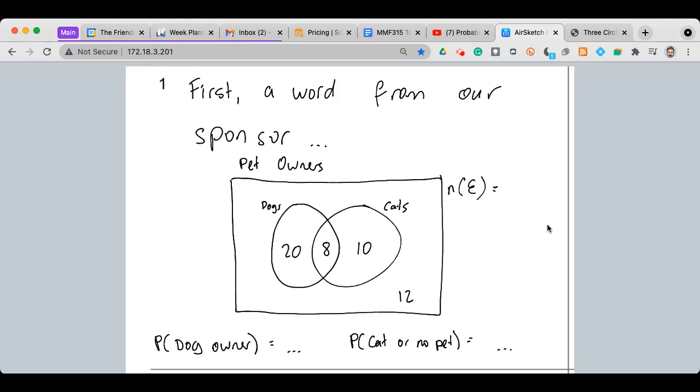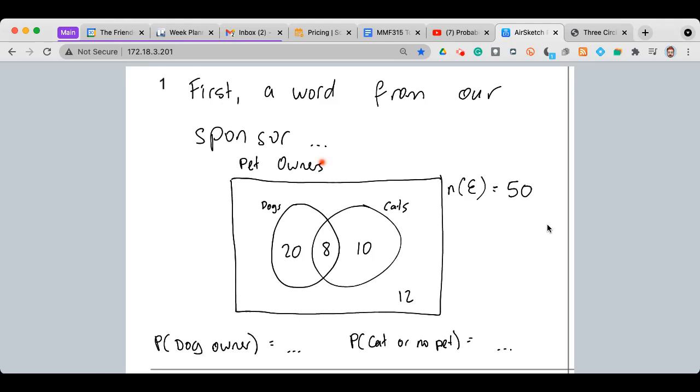So to add up the number of items in this set, and I know they're actually people, so I apologise for being peopleless, but I've got 12 and 10 is 22, and 8 is 30, and 20 is 50. And so I have a total of 50 items, in this case people, represented in this Venn diagram.